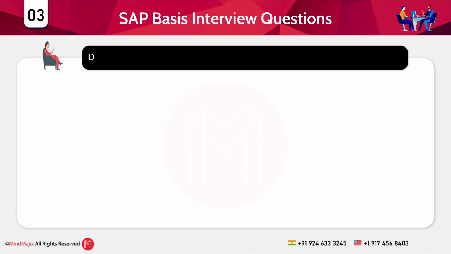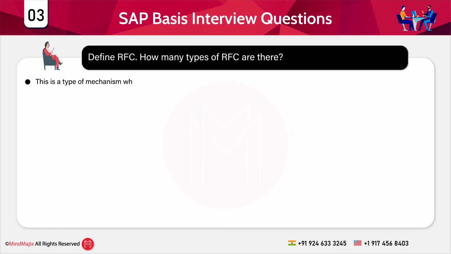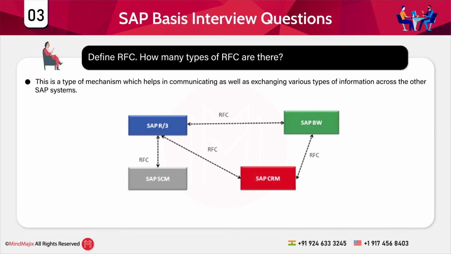The next question is define RFC and how many types of RFC are present. RFC is the abbreviation for remote function call. This is a type of mechanism which helps in communicating as well as exchanging various types of information across the SAP systems. There are mainly four types of RFC which are present in SAP Basis, and those are synchronous RFC or SRFC, transactional RFC or TRFC, and last but not the least, you have the queued RFC, which is the QRFC.